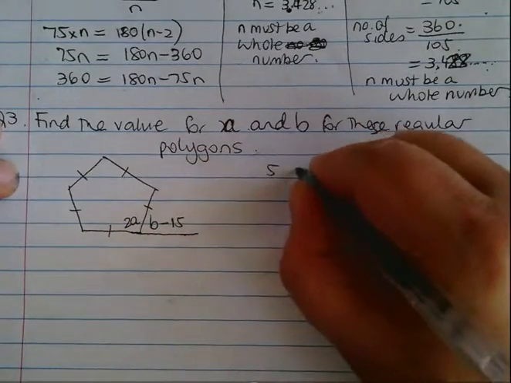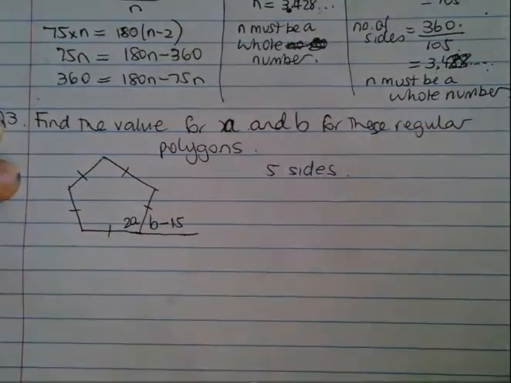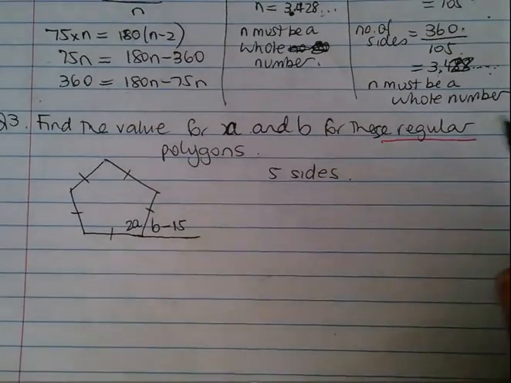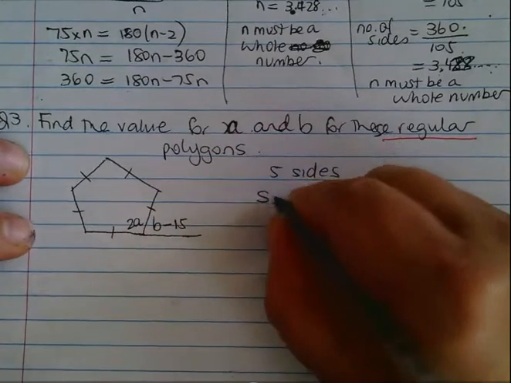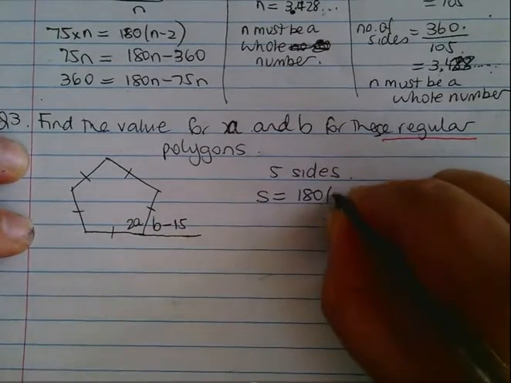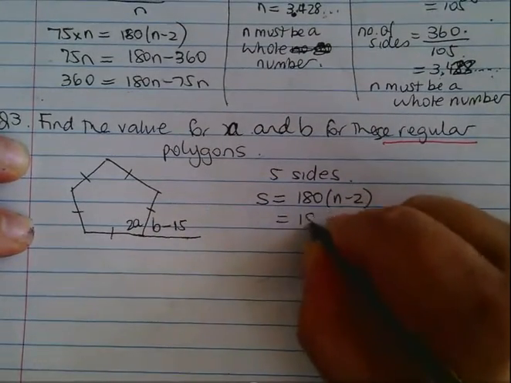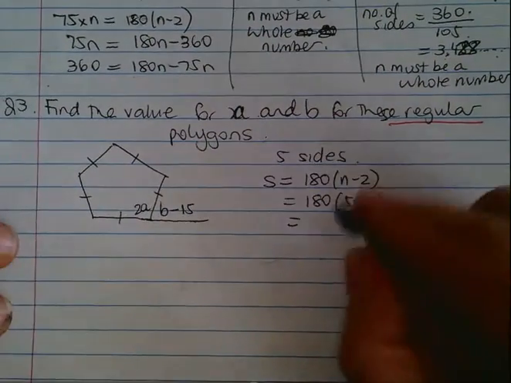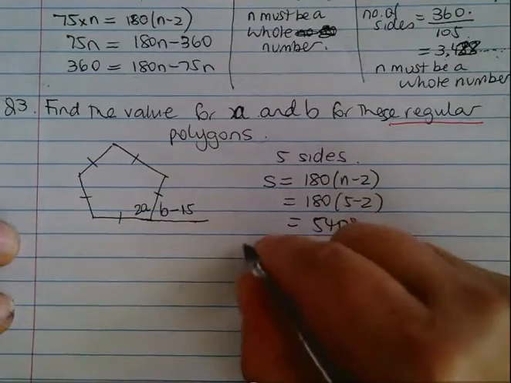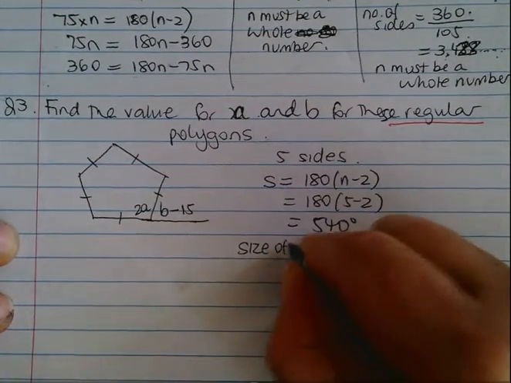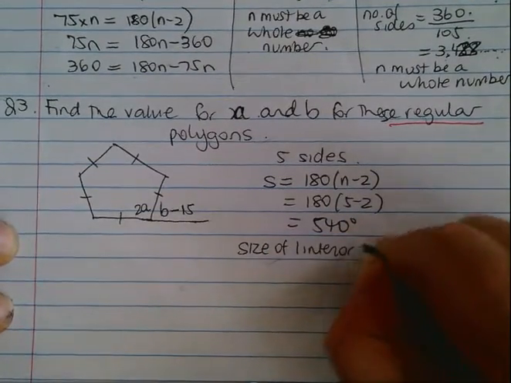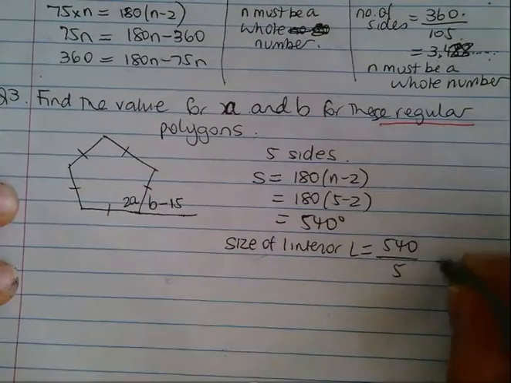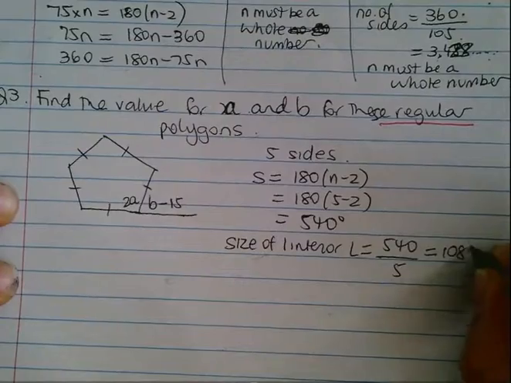So we've got 5 sides. What's great is it's a regular shape as well. But regardless, it's 5 sides. So the sum of the interior angles is 180 times (n minus 2). So it's 180 times 5 minus 2. It's 180 times 3, which is 540. So therefore, the size of one interior angle is what? 540 divided by 5. Yep, and you could have done that straight away, which is 108 degrees.